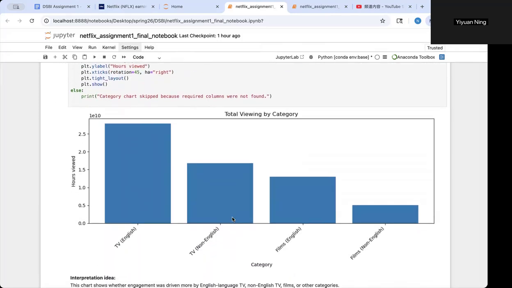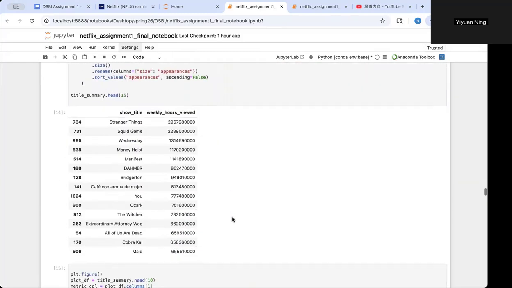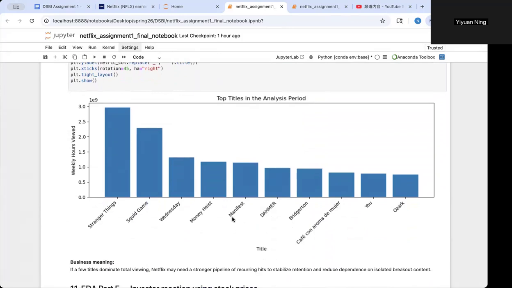Third, I also look at viewing by category. This result shows that English TV contributes the most viewing, followed by non-English TV, then films. This suggests that series content, especially TV content, was a key driver of engagement. I also look at the top titles in the period. The leading titles included Stranger Things, Squid Game, Wednesday, and so on. This again shows that a few major hits contributed a large share of viewing.